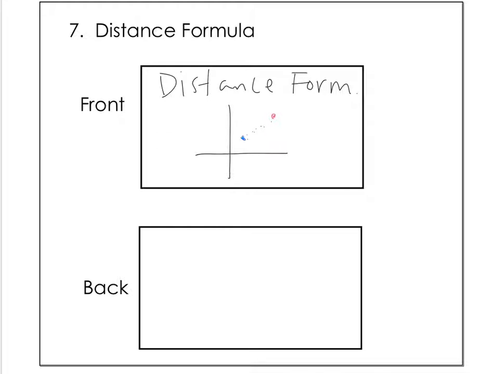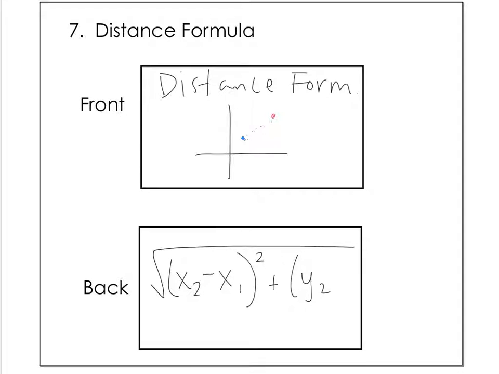And how I find that is I take the square root of x sub 2, the second x coordinate I have, minus x sub 1, the first x coordinate, the quantity squared, plus y sub 2, my second y coordinate, minus y sub 1, the quantity squared. And what do I mean by my second x coordinate, my second y coordinate, my first x coordinate, my first y coordinate? Well, you are given those from your ordered pairs.